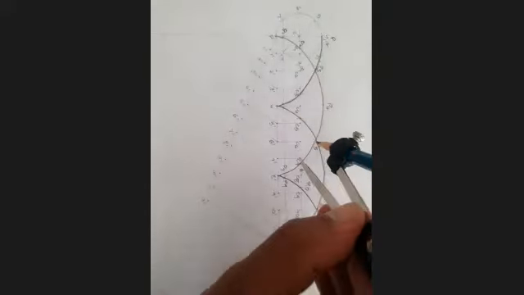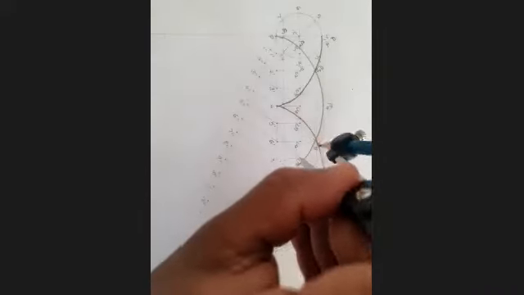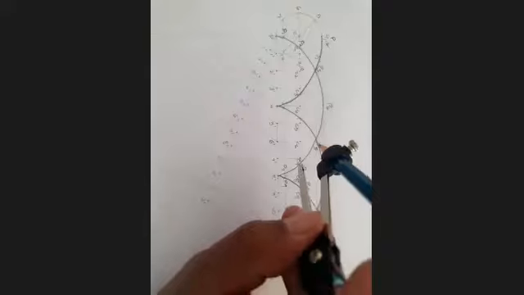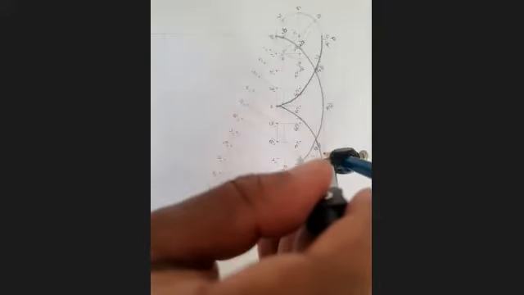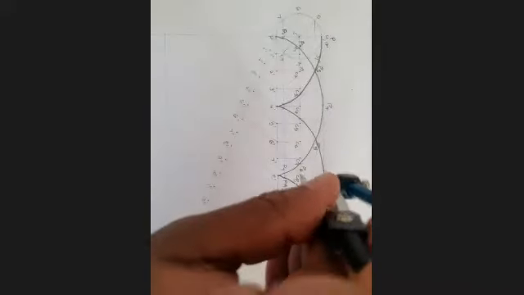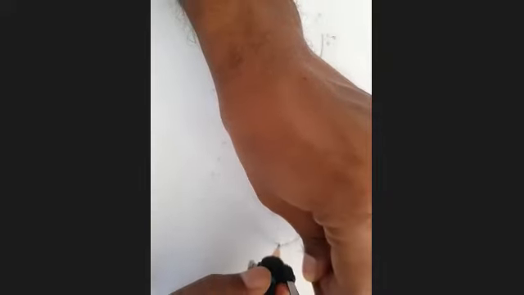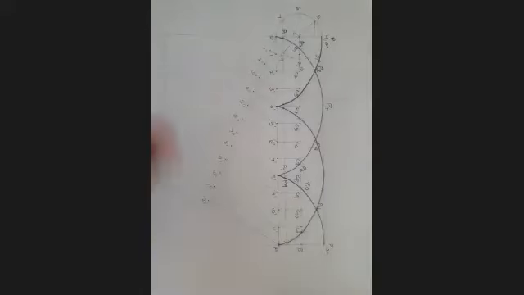Next, go to C7, cut the arc on the next line. Next line, C8. Next line, C9. Next line, C10. Next line, C11. Next line, C12 or B. Next line. Like that, you need to keep on cutting the arc, going next, next, next.